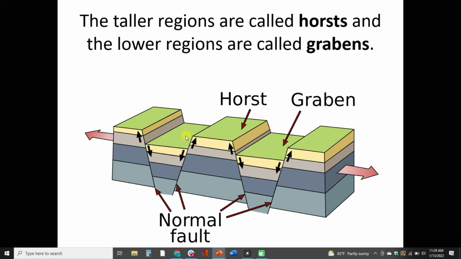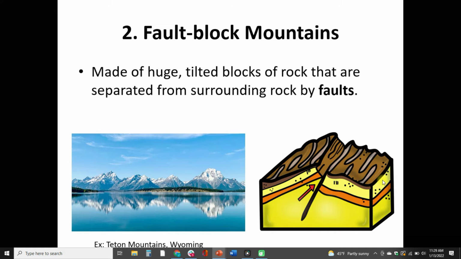And this could happen in multiple places, so you could have a whole mountain range. And then sometimes in this area here, you'll get erosion and sediment buildup so that the side of the mountain is not so straight up and down. The tall regions are called horsts, and the lower regions are called grabens. And these are all of your fault lines that occurred from the plates moving away, a divergent boundary.